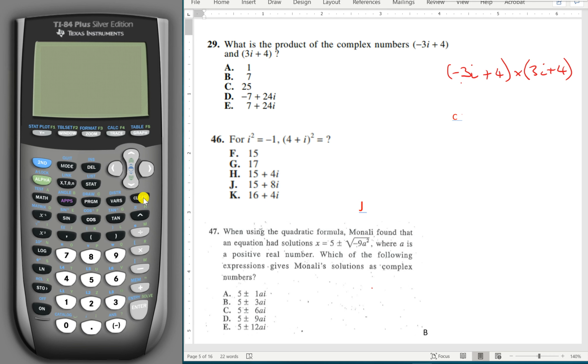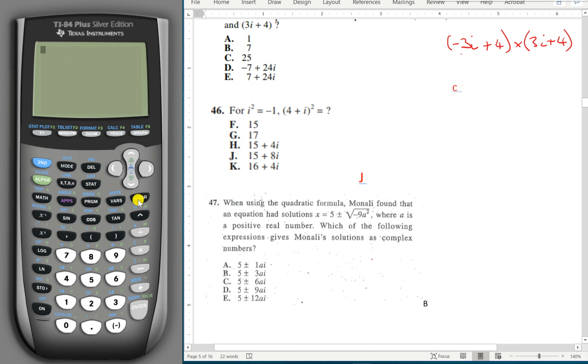46 isn't much different, but they've just worded it differently. It's going to be 4 plus i squared. So just write it as is. Open parentheses, 4 plus, to get the i, we go second, decimal point, 4 plus i, we close the parentheses, come over here, this button will just put the squared right in there, and we're looking for an answer of J, 15 plus 8i. We hit enter, 15 plus 8i. There we go.